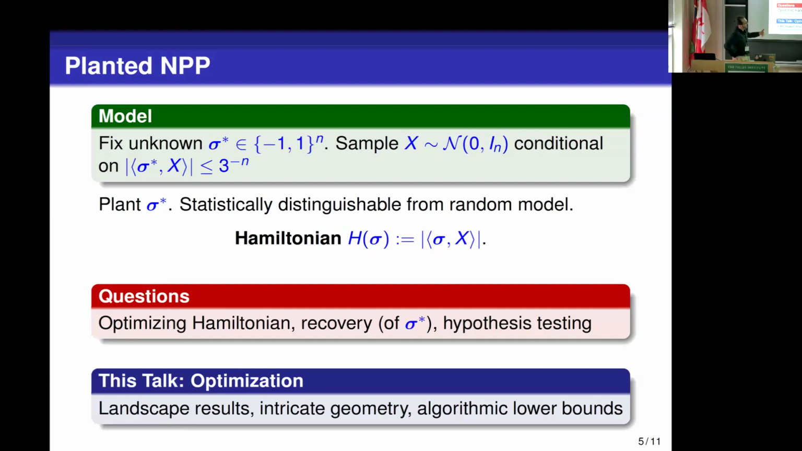Throughout the remainder, I will refer to this object as the Hamiltonian. This is a classic notation in physics. A bunch of questions you may ask now: you can talk about recovering the planted partition, and you can also talk about how to optimize the Hamiltonian. I'll focus on the latter, whereas recovery and hypothesis testing I'll leave as future directions. I'll tell you landscape results as well as geometric barriers, but this talk won't have positive guarantees. Everything will be lower bounds.